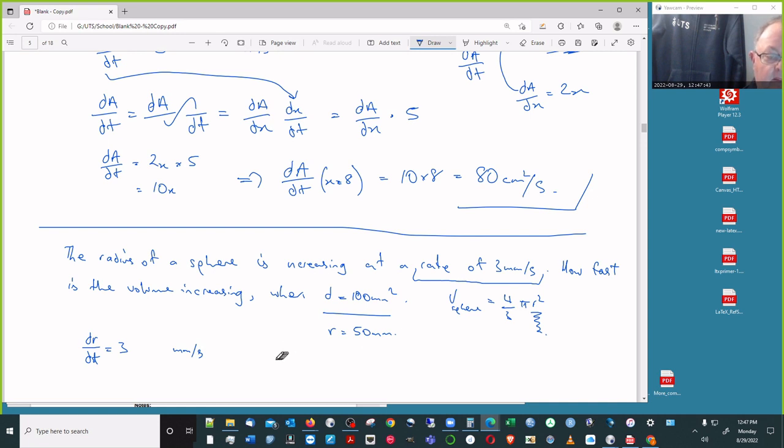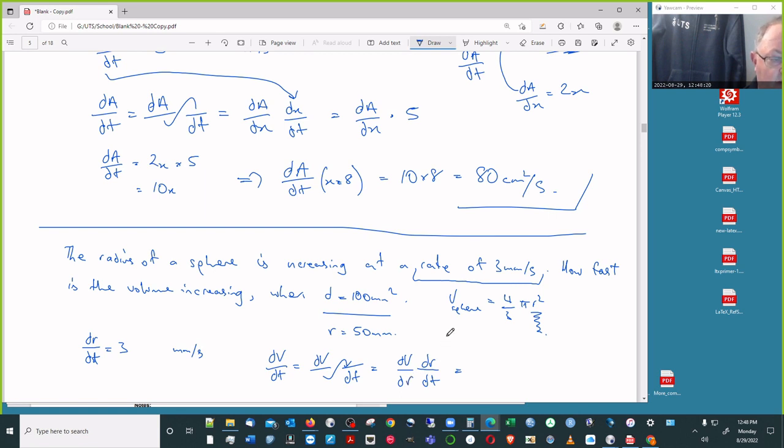Alright, so we're being asked for the volume increasing, so dV dt. We're still going to have dV dt, we're just going to go through something else to get it. And what other things do we have? Well, it looks like we might have something along the lines of dr dt. So it looks like we've got to have a dV dr.